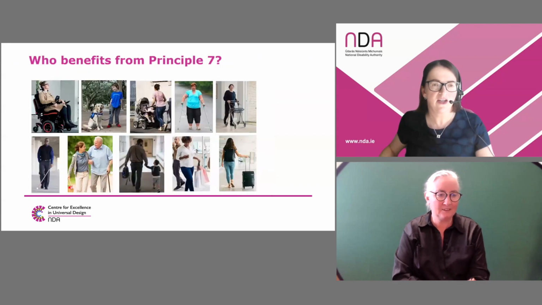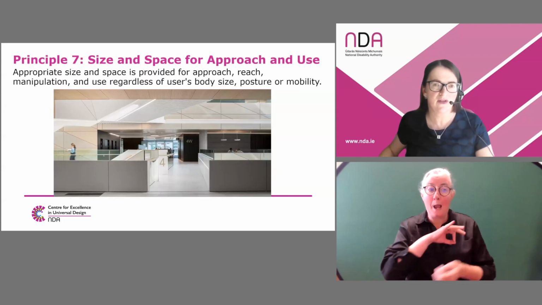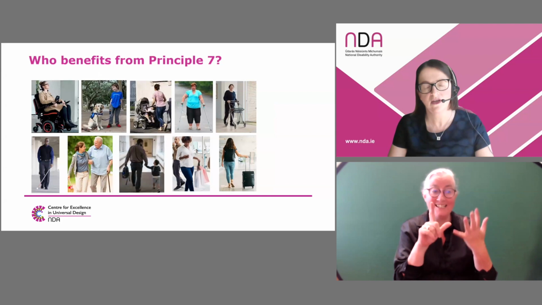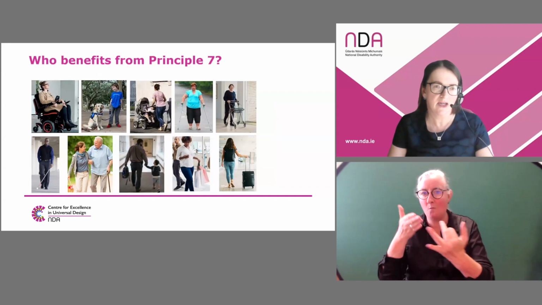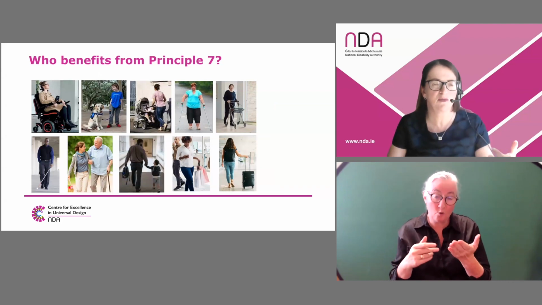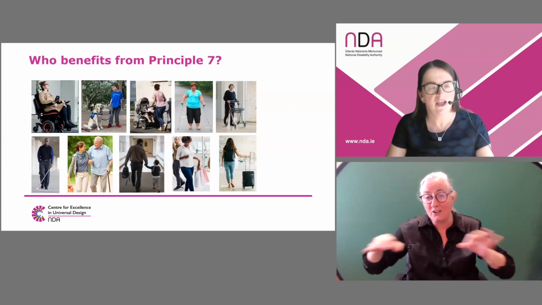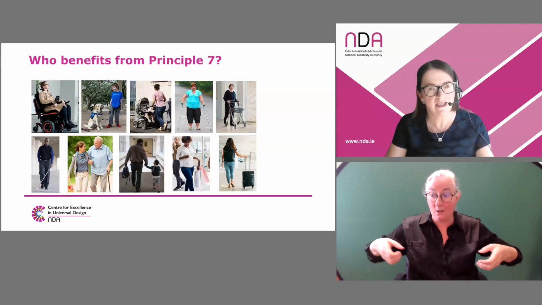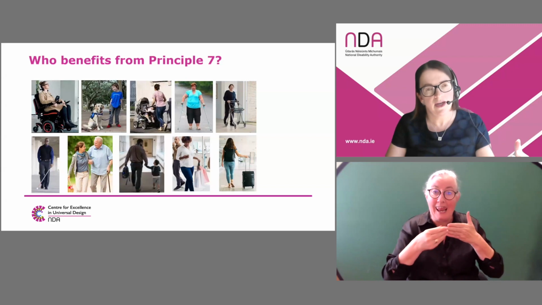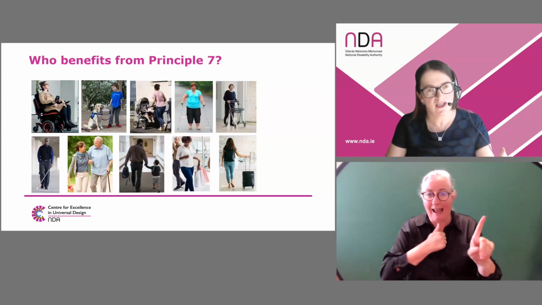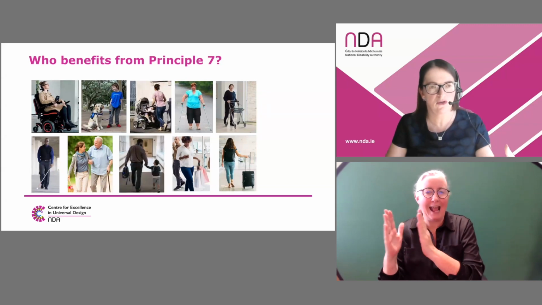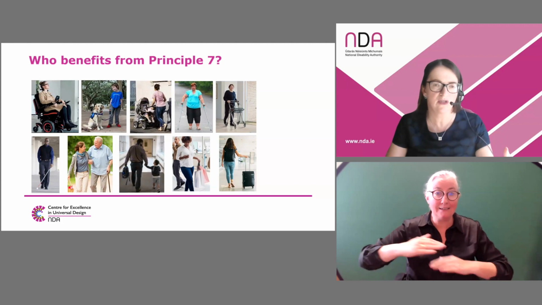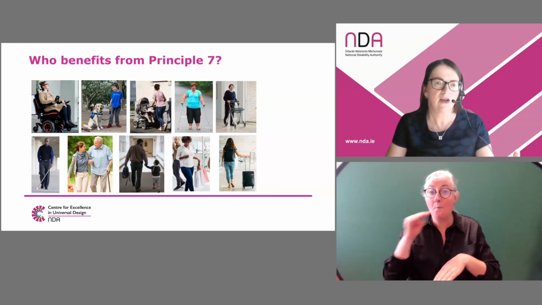So just to think then, who benefits from Principle 7, size and space for approach and use? When we are looking at size and space in relation to dimensions and measurements, we typically use a user of a large motorized wheelchair as our lead user. I know in work I've been doing in relation to housing, I think size and space for approach and use is just, if not more important, for some people with autism.